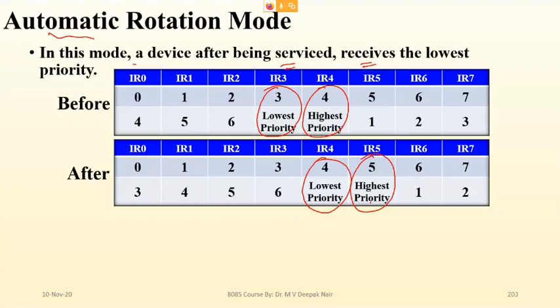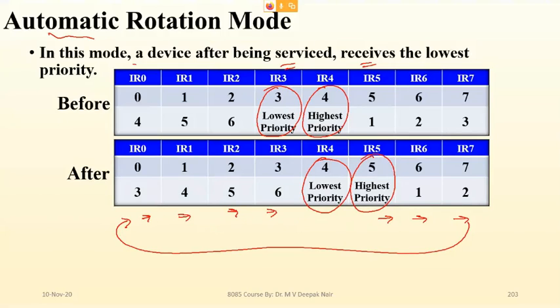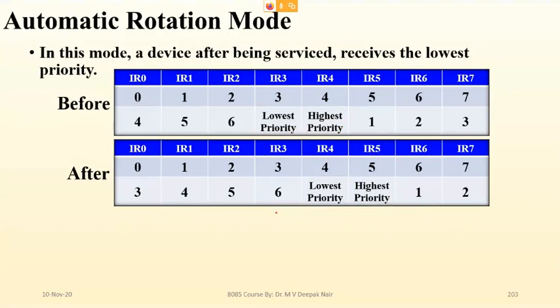So in this way, the priority is rotating. If you check, the highest priority rotates from one level to another level, and then it goes on like this. So this is automatically rotating. After serving the highest priority, it becomes the lowest priority.